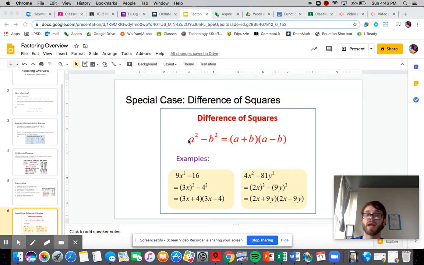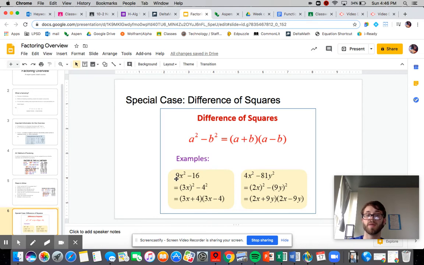So if you ever end up with something in the form where the first thing is squared and you're subtracting it by something else that's squared, so a squared minus b squared, you can just quickly write that it'll factor to a plus b times a minus b. So what does that mean?